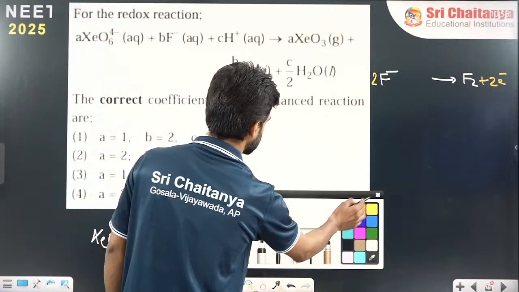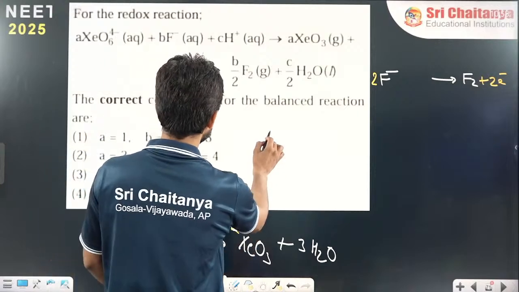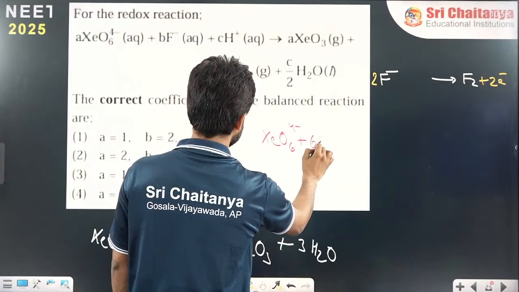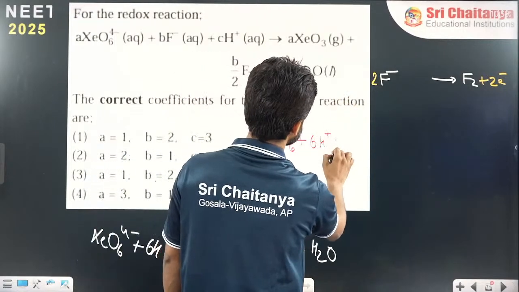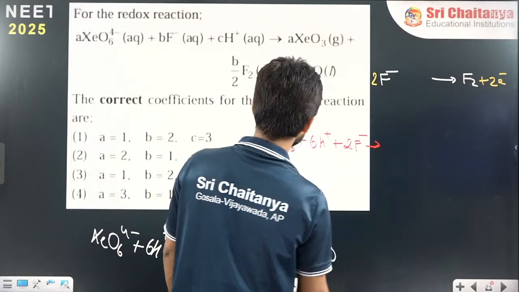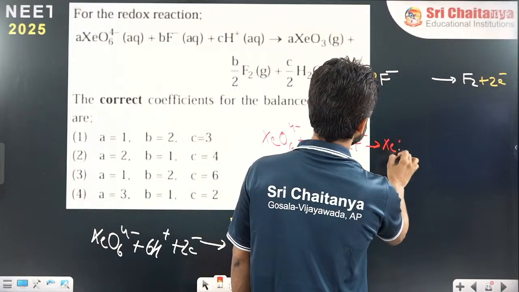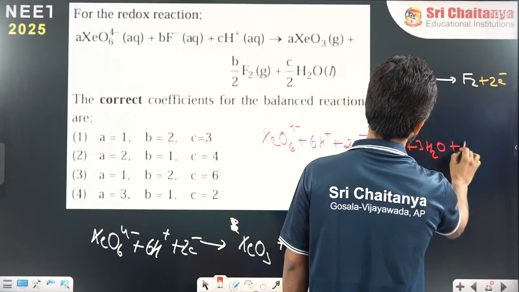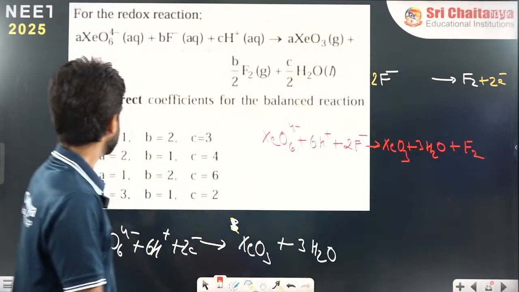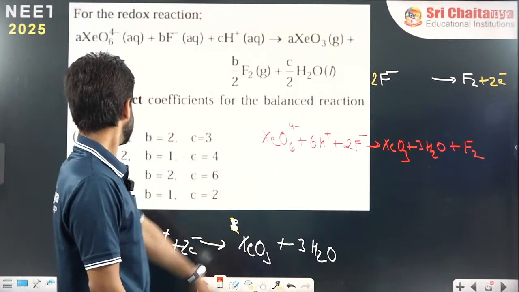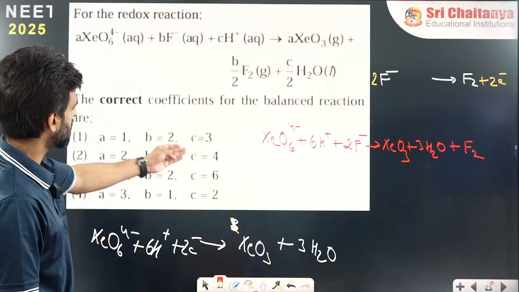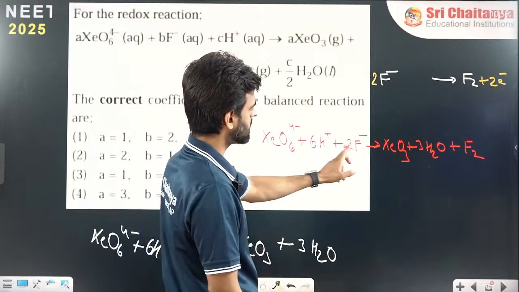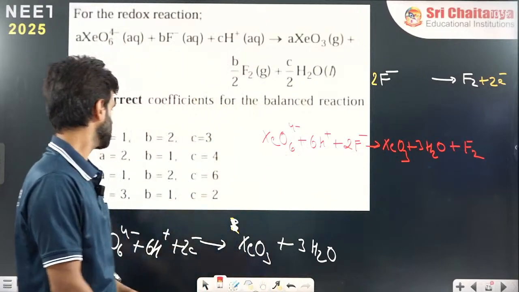So we can see here, if we write the final equation, what is coming finally? It's coming XeO6 4 negative, 6 of H plus, and on the left side here 2 of F minus, right? And this side we have XeO3 plus 3 water and what? F2. That's what we have to write. Now you can see it's balancing, how much? 1, and definitely H plus how much? 6, right? And water you can see its coefficient coming how much? 1, it's 6, it's 2, and water 3. That's it.